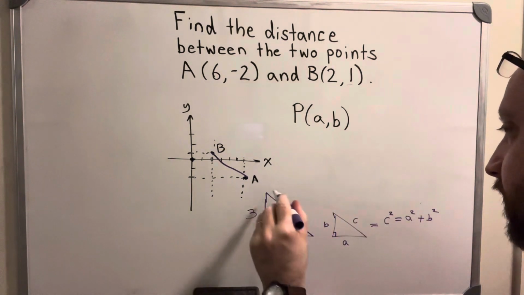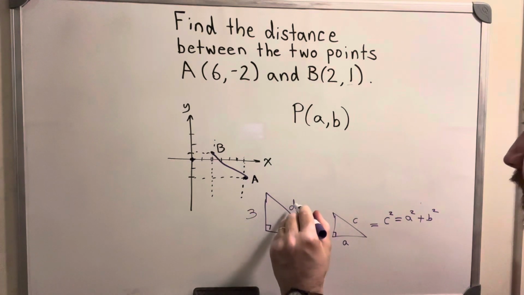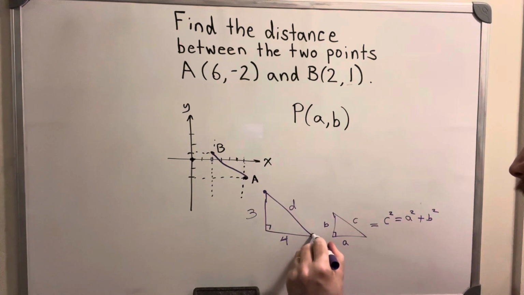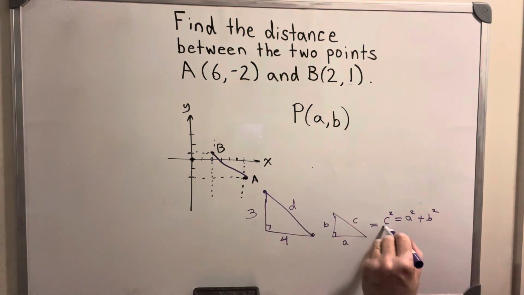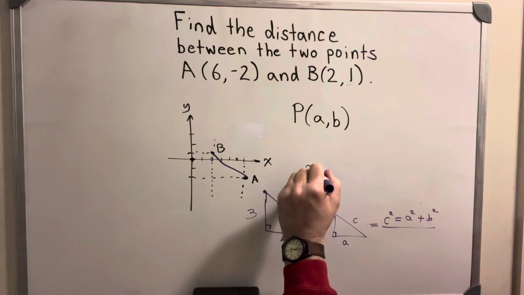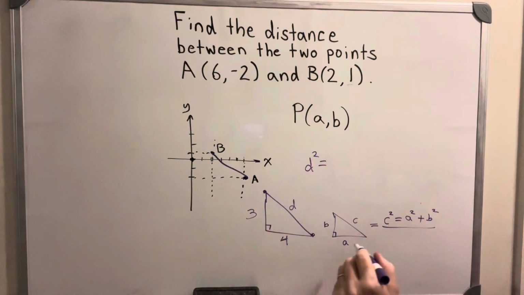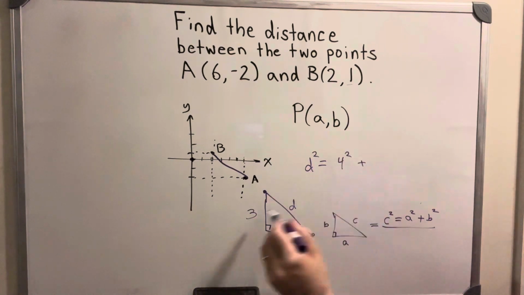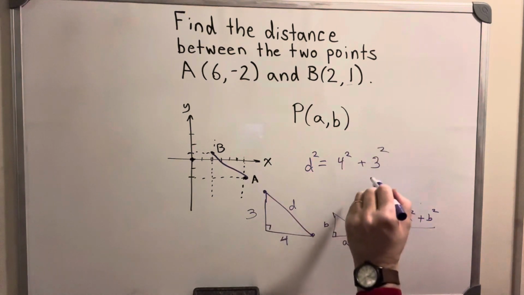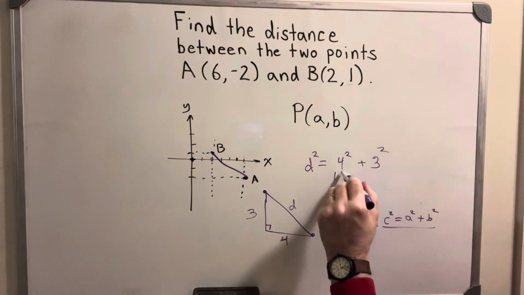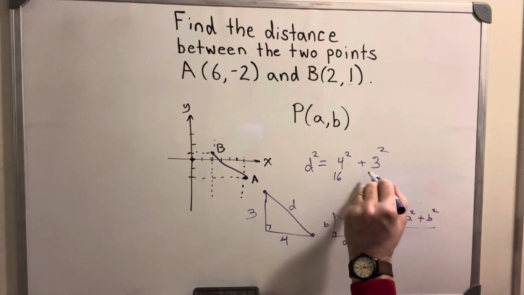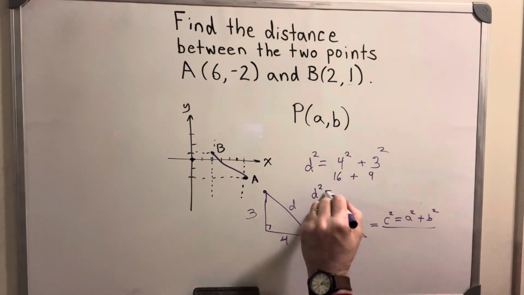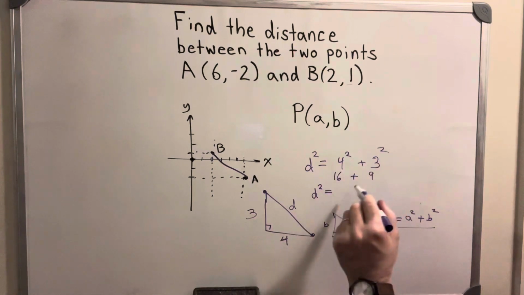This means that this is the distance. We'll call this D, the distance between points B and A. We know that D squared is going to be 4 squared plus 3 squared. 4 squared is 16, 3 squared is 9. So D squared is going to be 16 plus 9, which is 25.